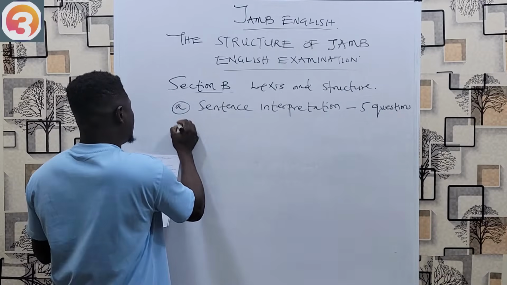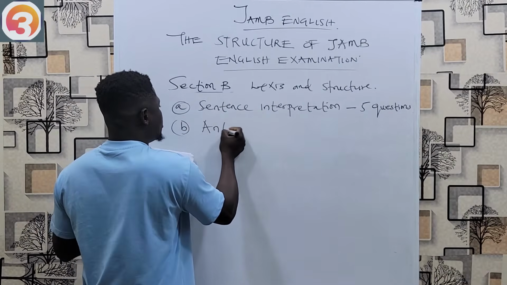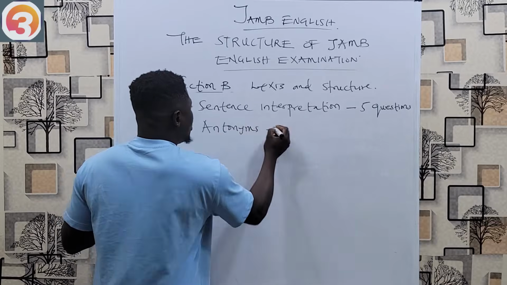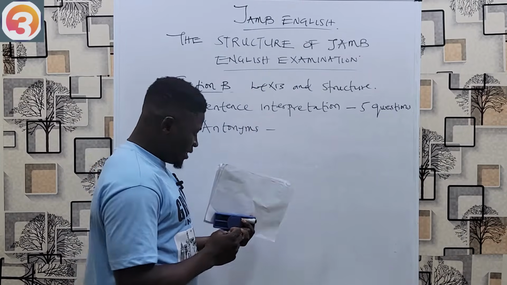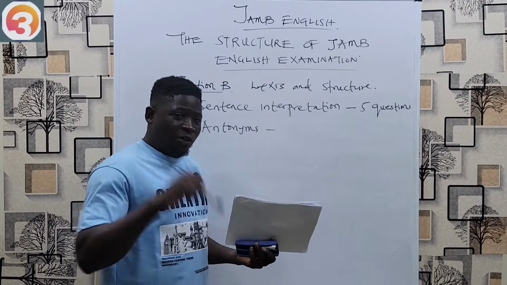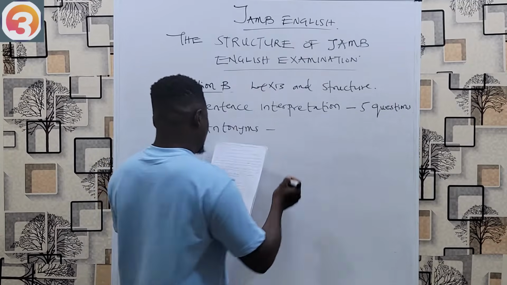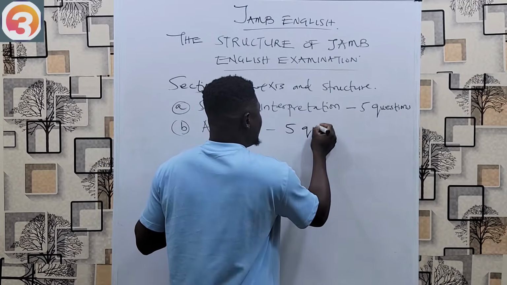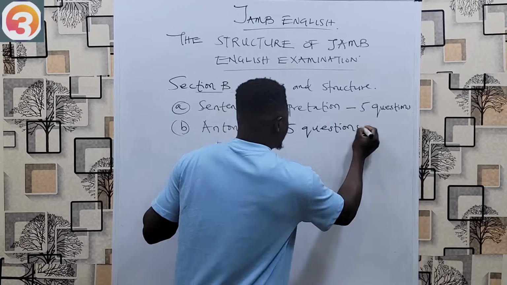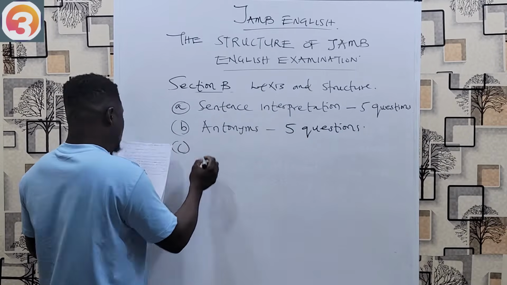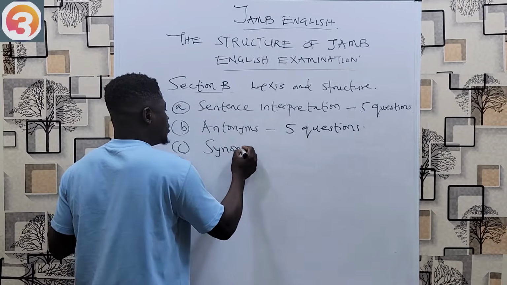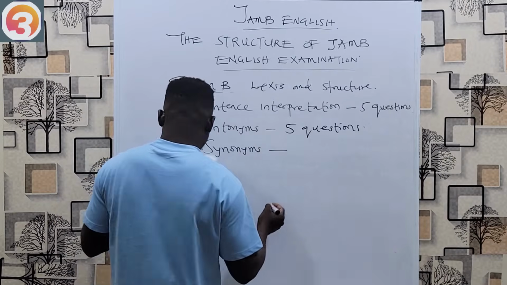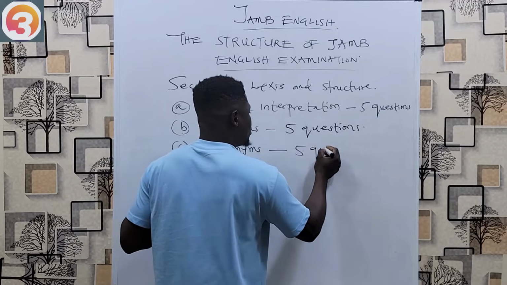Then B, we are going to see antonyms. You know what antonyms are? Words that are opposite in meaning. Antonyms are words that are opposite in meaning. How many questions are we going to see from antonyms? 5 questions. Then C, we are going to see synonyms. Synonyms will also bring us 5 questions.